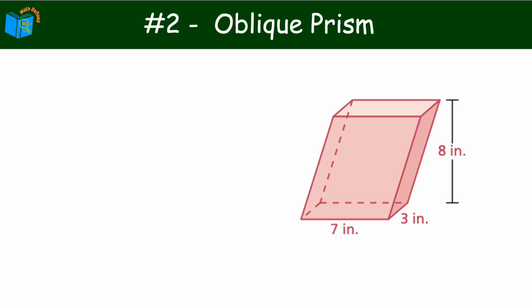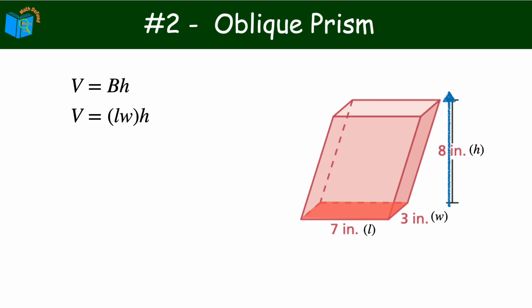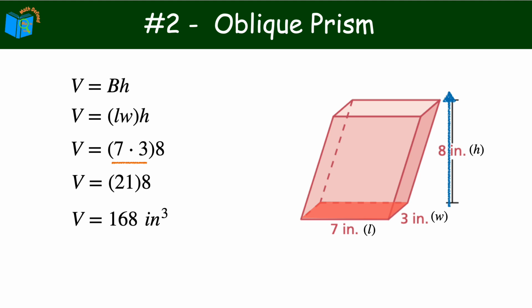Now let's try an oblique prism, a prism that's slanted. Remember, the formula is still the same. The base has a length of 7 inches, a width of 3 inches, and the height of the prism is 8 inches. Plugging these numbers into the formula, we have 7 times 3 times 8. 7 times 3 is 21, and 21 times 8 is 168. The volume of this oblique prism is 168 cubic inches.